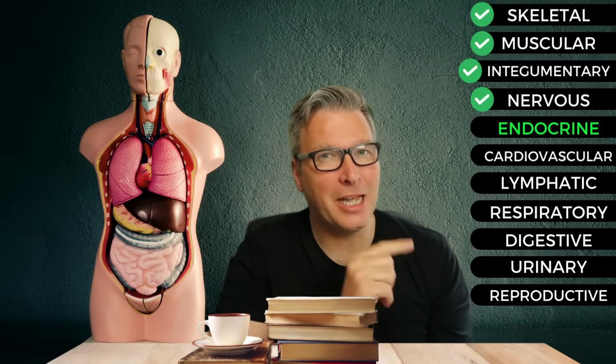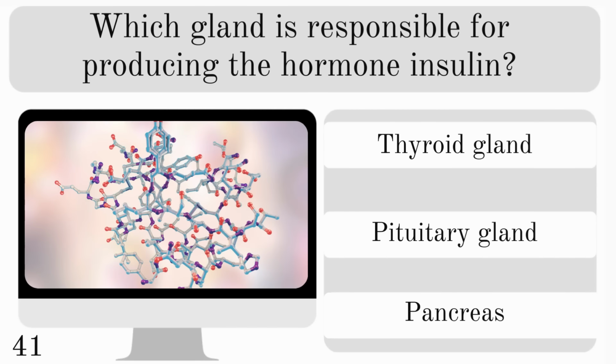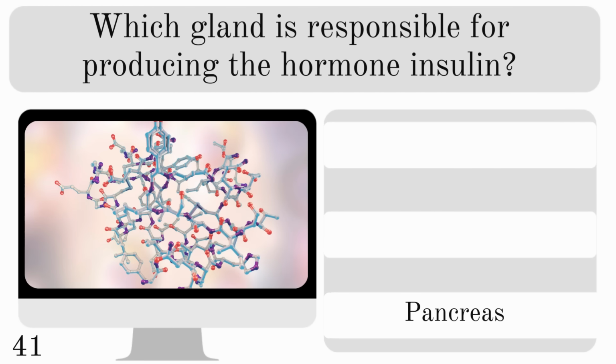And next up is the endocrine system. Which gland is responsible for producing the hormone insulin? The thyroid, pituitary or pancreas? And the answer, the pancreas.